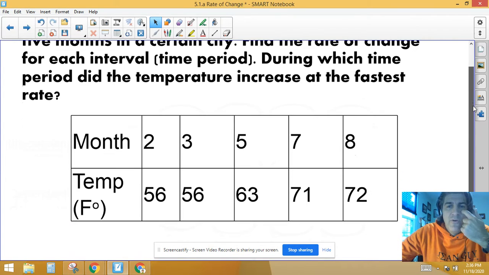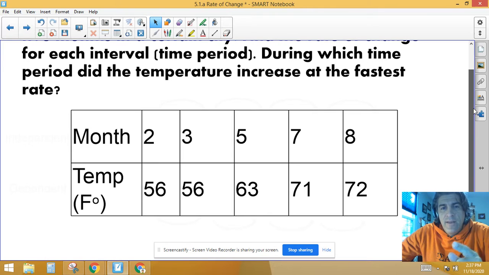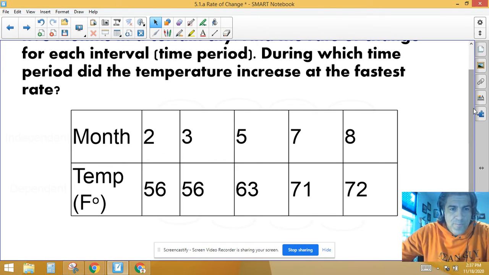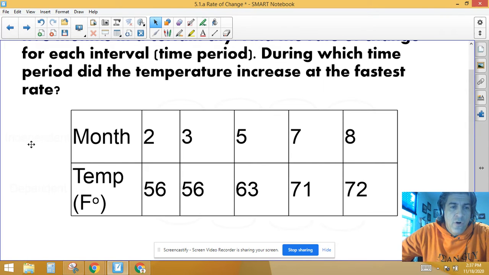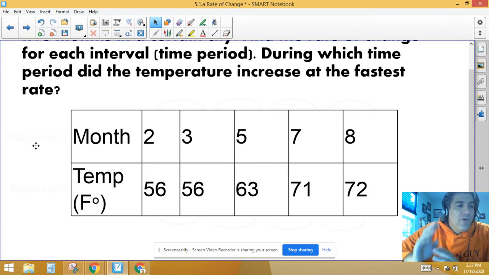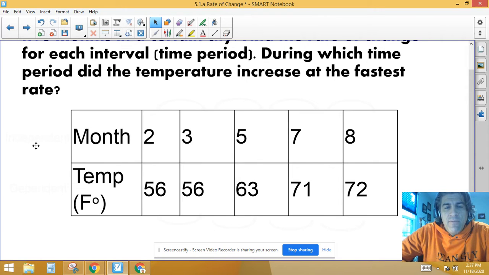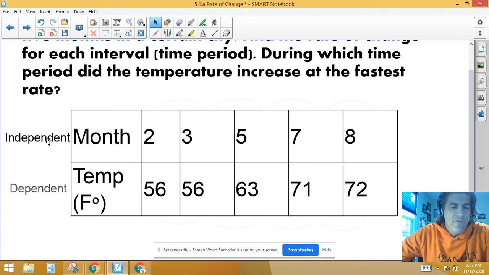The first thing we want to do is identify our independent and our dependent variable. Which one depends on the other? Does the month depend on the temperature, or does the temperature depend on the month? Typically, independent variables are time, so figure it out. Which one is which? Answer this question. Great. Month is independent, it's a form of time, and the temperature depends on the month.